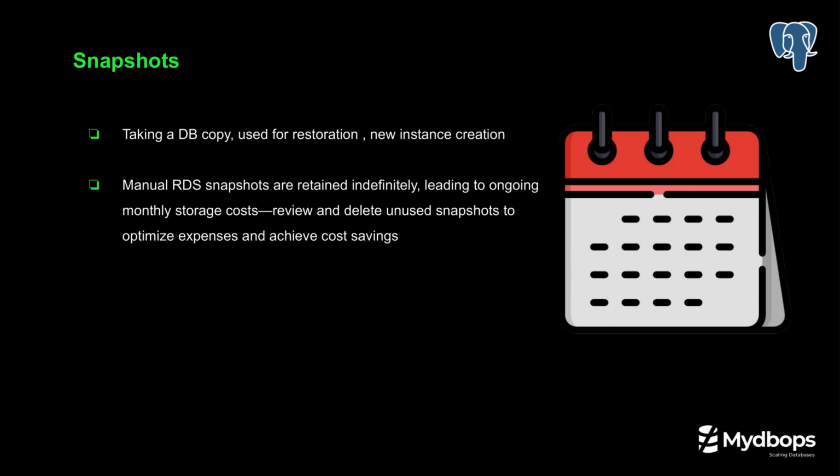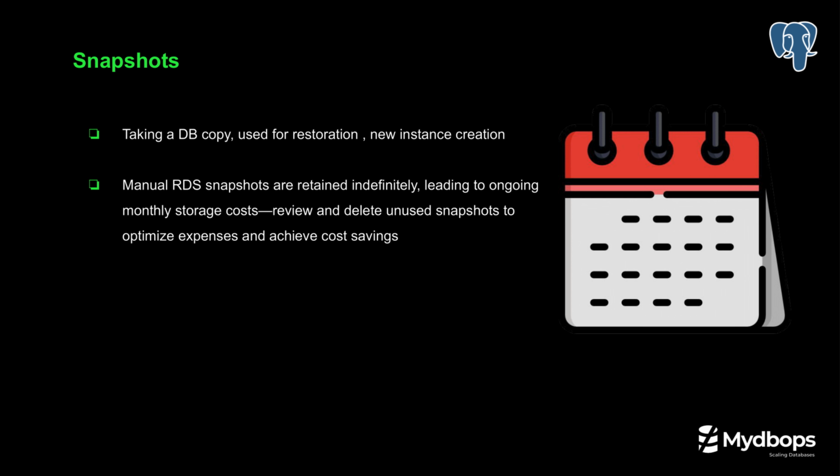Now we have the snapshots. Manual snapshots in RDS are generally taken to make a database copy of a particular time. It can be used for restoration or new instance creations, etc. Manual snapshots in RDS incur cost based on the amount of storage they consume. AWS charges for the total size of the snapshot, and the cost increases if the snapshots are large in size or retained for longer periods of time.